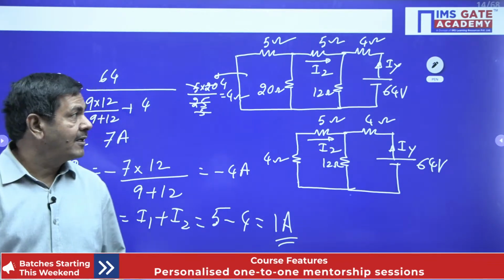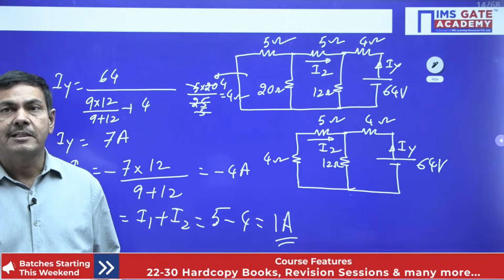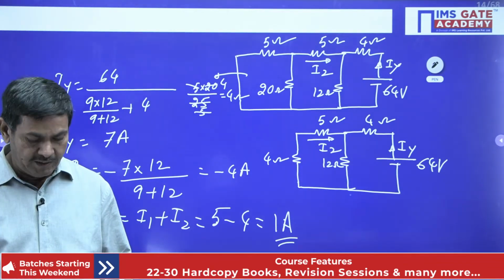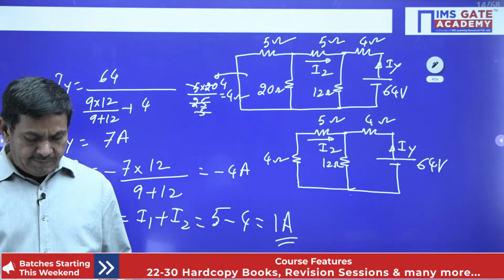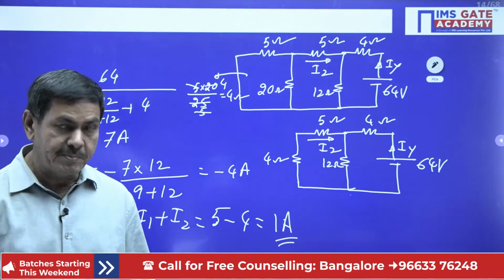Whatever the number of loops given, it doesn't matter. By considering the individual sources, we need to calculate the required current or required voltage only. And I wish to give one more problem. One more question I will give now. That becomes the last problem.